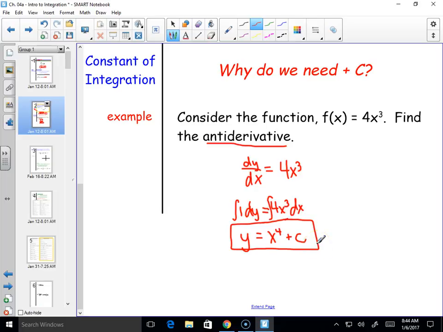How many of you guys got x to the 4th? How many of you guys got the plus c? How many of you guys, does it at least make sense now that you look at it? The derivative of x to the 4th is, bring down the 4, make it a 3, 4x cubed. Derivative of c is 0. Does that make sense, kind of?